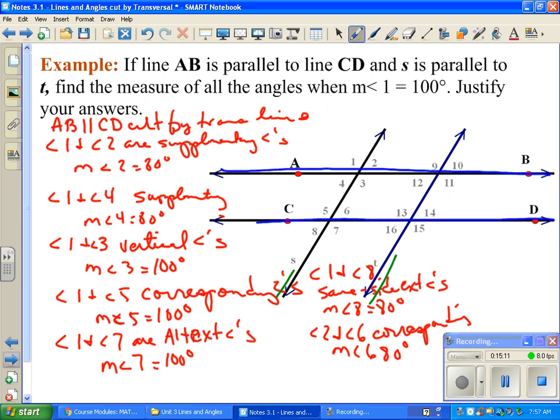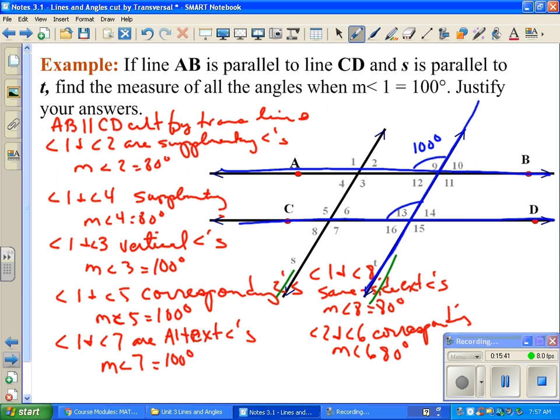Because after you get 9, if you focus on this line right here, and you've got 9's 100, you can work your way around this picture the same way we did earlier. For example, 9 and 10 are supplementary, so 10's 80. 9 and 12 are supplementary, so 12 is 80. 9 and 11 are vertical, so therefore that makes 11 100. 9 and 13 are both in the top left or corresponding.